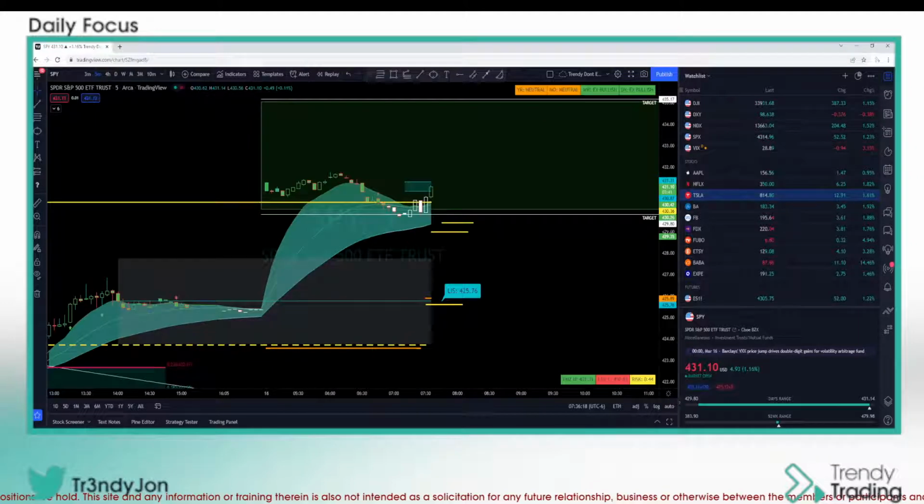Remember, today is 0 DTE as well, 0 days till expiration. So you have some options on the SPY chain that expire today. This can be fun.